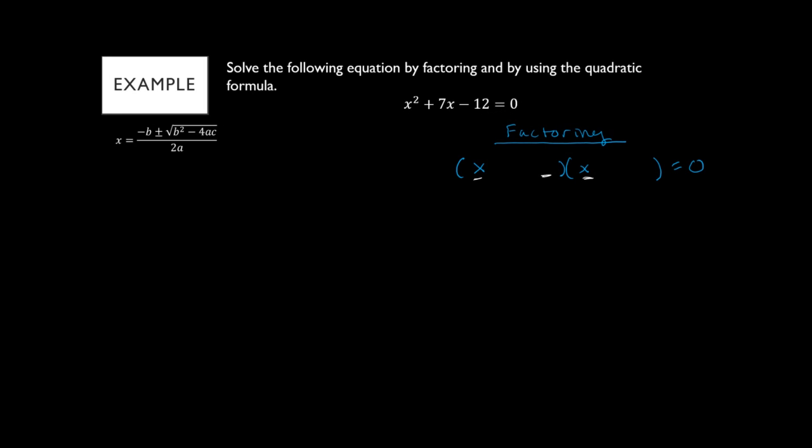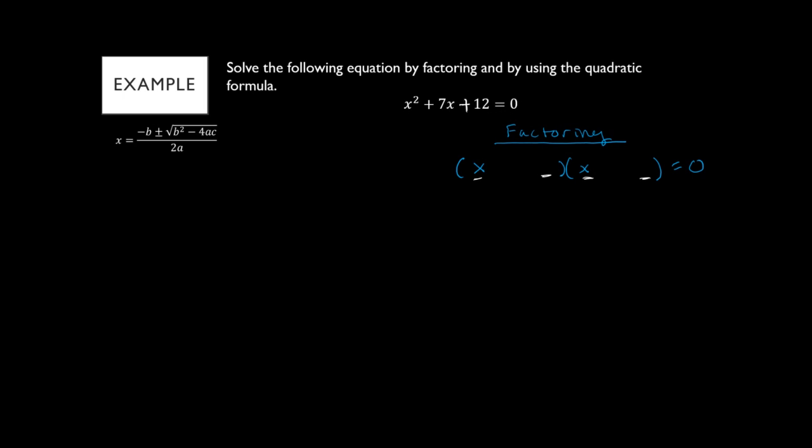Then the last numbers need to multiply to the constant. So I'm looking for two numbers that multiply to negative 12. Actually, what I should have done is made this a plus 12 now that I'm looking at it, because otherwise it's not going to work. So we'll make this multiply to a plus 12. Must have been a typo on my part, writing the wrong symbol there.